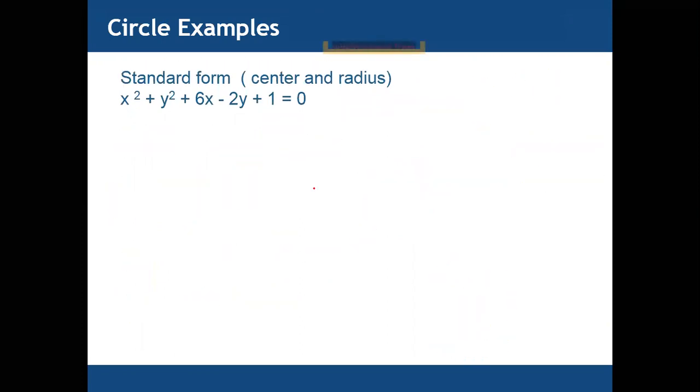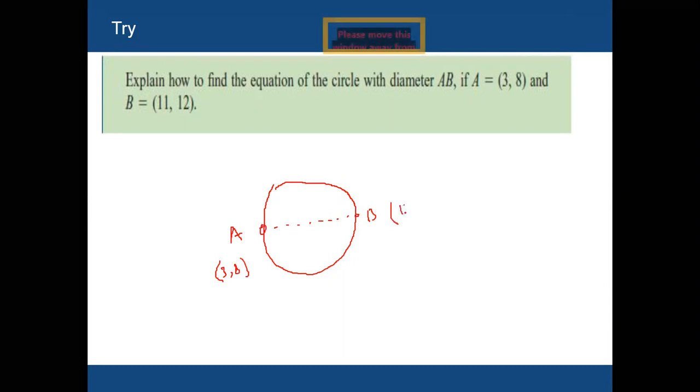This was the previous example. Now another example on circle: the diameter given as 2 points. We have a circle and 2 points, point A and point B. These are given. So any idea how we can write the equation of the circle? Point A is 3, 8, and point B is 11, 12. So how can we write the equation of a circle? Think about it, then tell me.